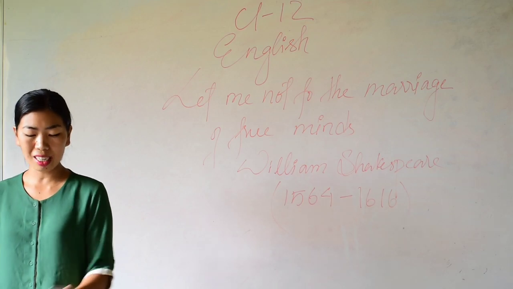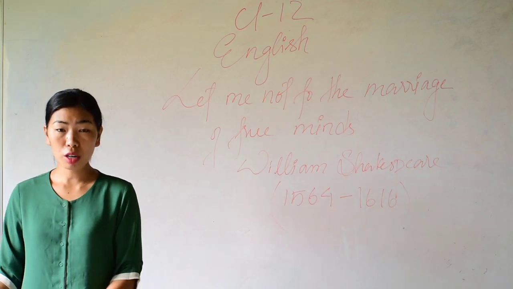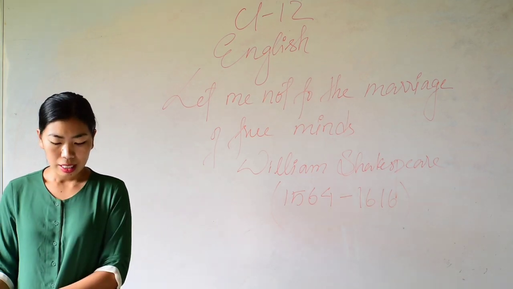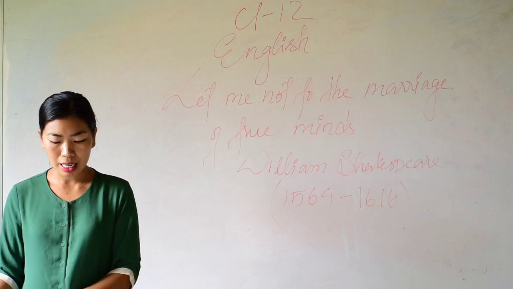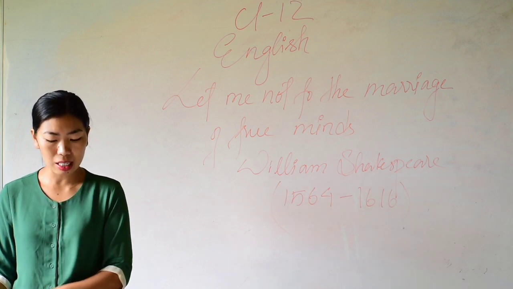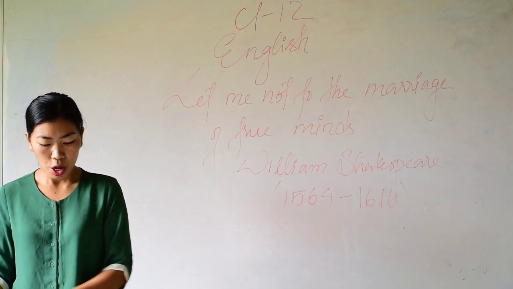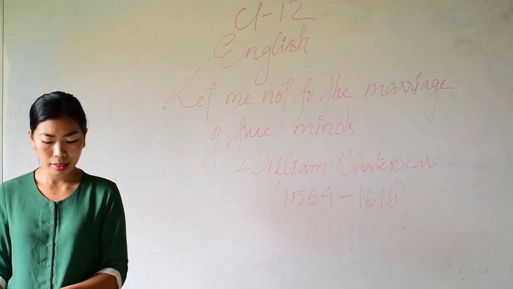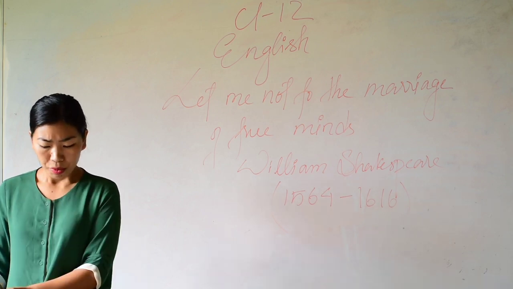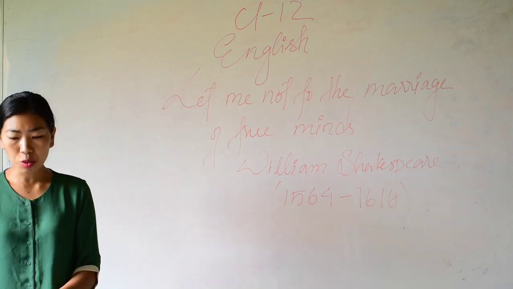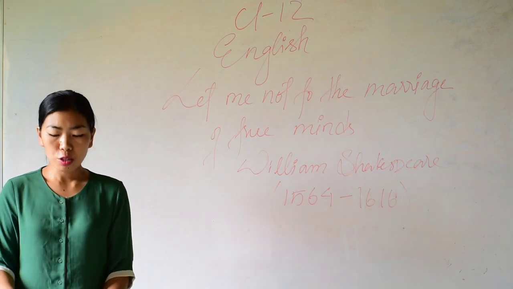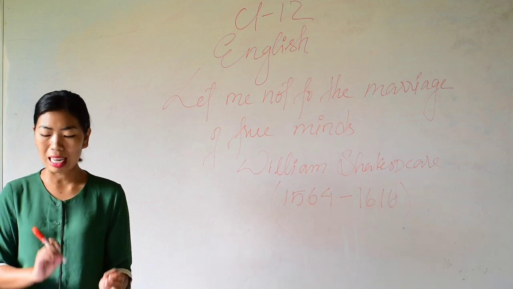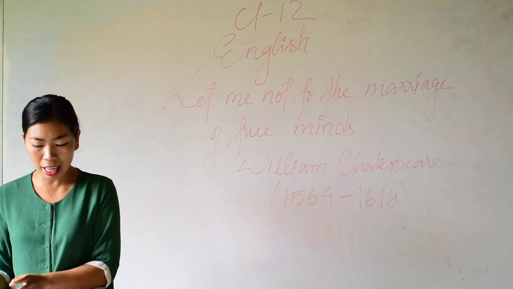Now we will go to the second quatrain. The second quatrain: Oh no, it is an ever fixed mark that looks on tempests and is never shaken. It is the star to every wandering bark, whose worth's unknown, although his height be taken. So in the second quatrain, Shakespeare tries to compare love to a landmark, an ever-fixed landmark.